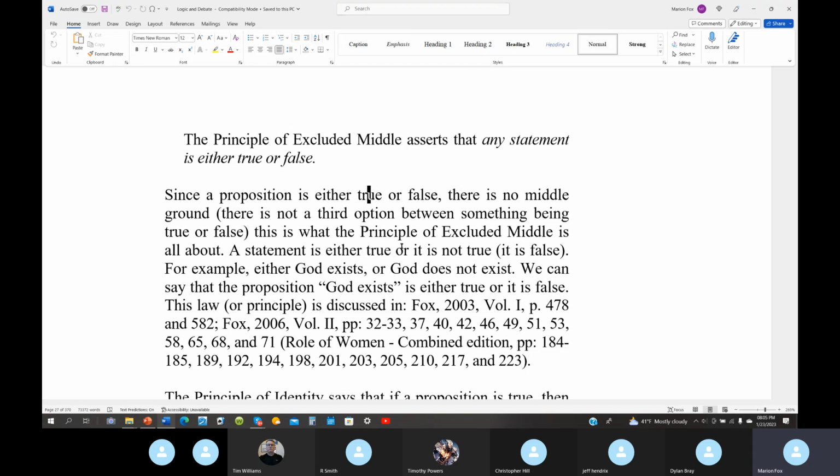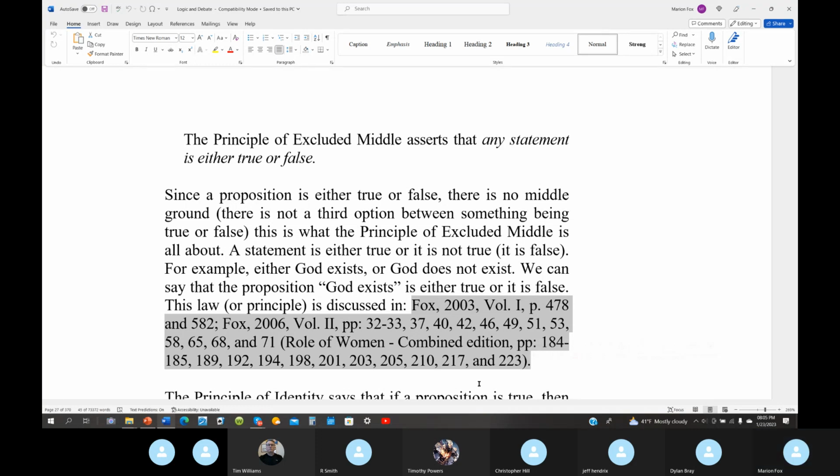So it's true. This law or principle is discussed, and I give passages and pages in these various books that I send to you. You go to those pages and see further illustrations of this law being applied. We won't go through them here. You have this material. Any questions about that? Anybody?